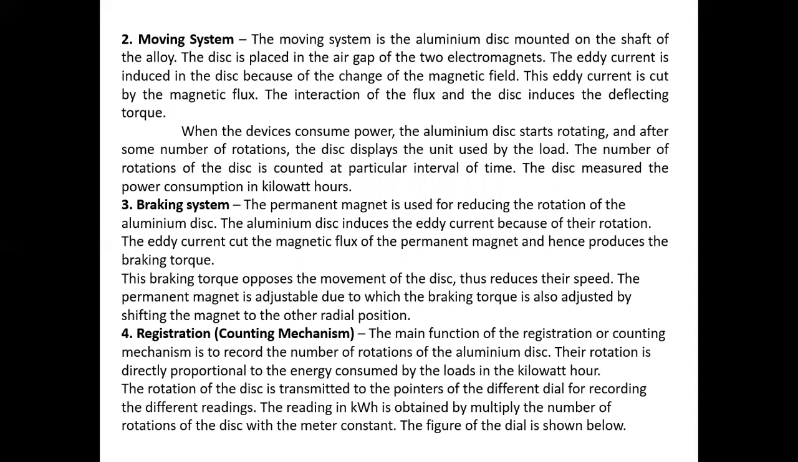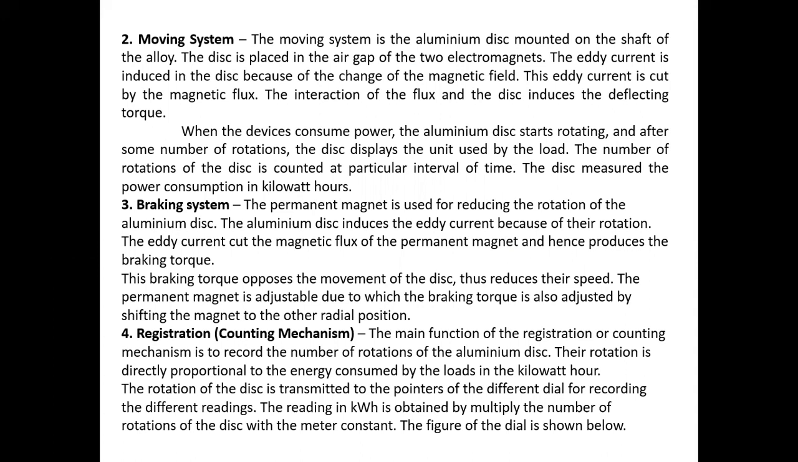Means the aluminum disc produces eddy current, and this cuts the magnetic field produced by the permanent magnet, that is the braking magnet, and due to this the braking torque is produced. This braking torque opposes the movement of the disc, thus reducing its speed.